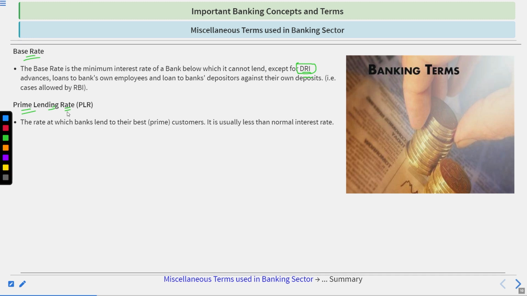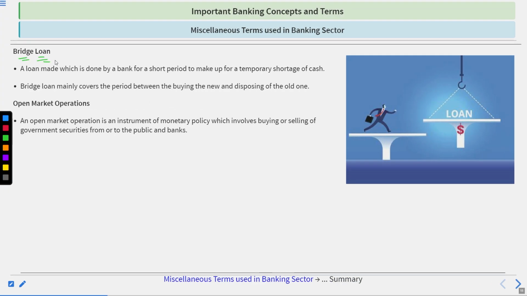Prime lending rates we have just seen. Now let's move forward. What do you mean by the bridge loan? A bridge loan is made by a bank for a short period to make up for a temporary shortage of cash. It mainly covers the period between buying the new and disposing of the old one. So you can say a bridge loan is actually a short period loan. If the person or the bank itself requires to purchase something and is running out of money, then the bank or the customer could borrow some short term cash from the bank to avoid that temporary shortage. That is known as the bridge loan.